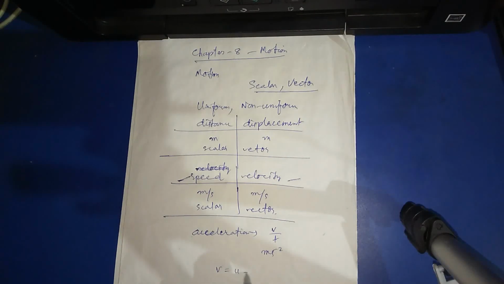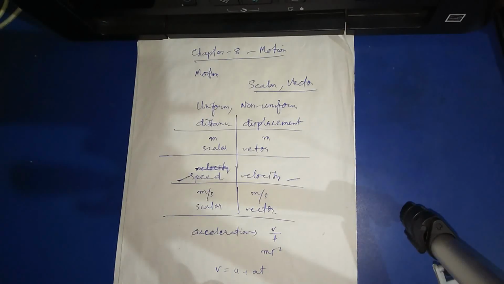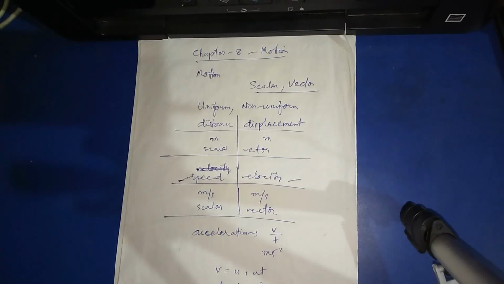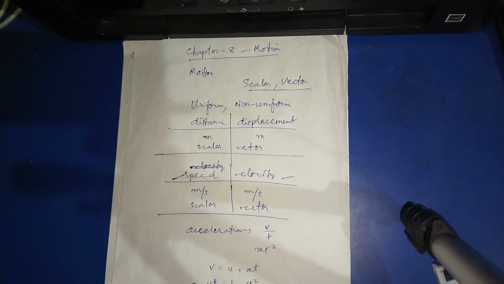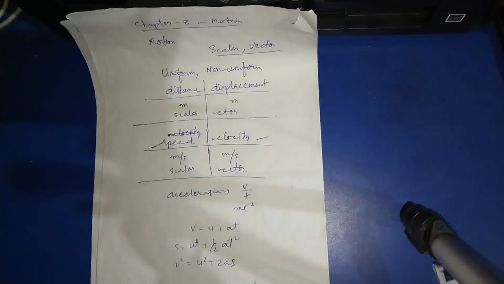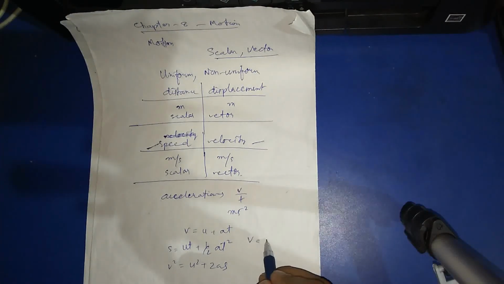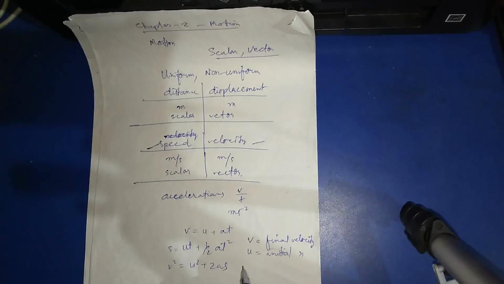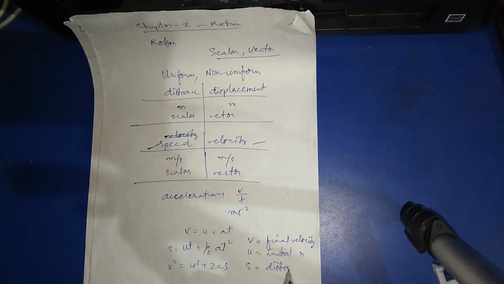That is V equals U plus AT, S equals UT plus 1 by 2 AT square, and V square is equal to U square plus 2AS. Here V is referred to as final velocity, U is initial velocity, S is distance, A is acceleration, T is time.